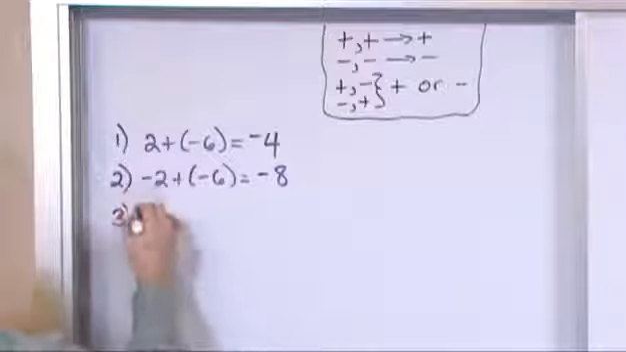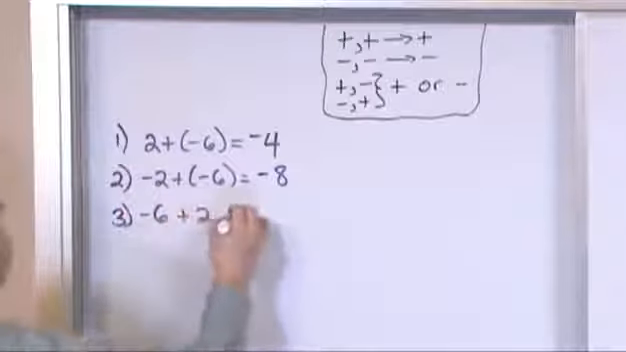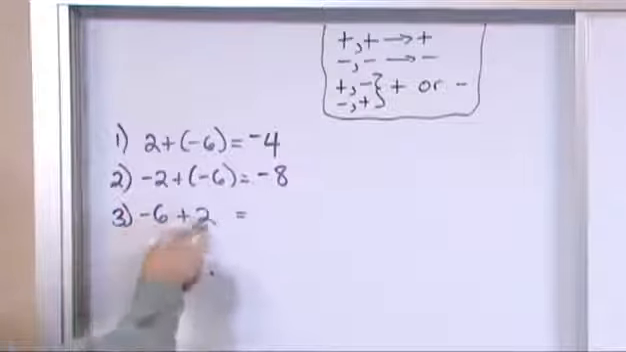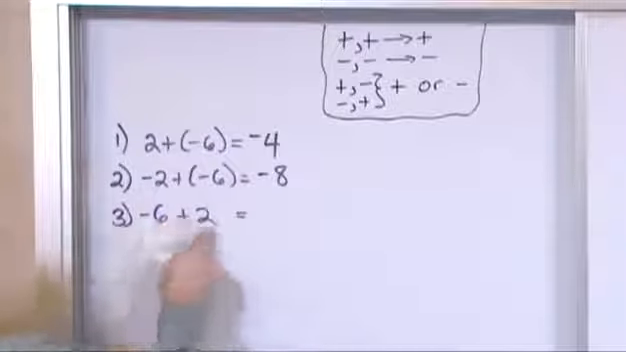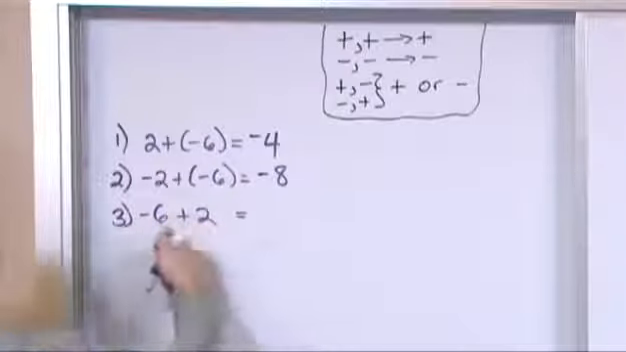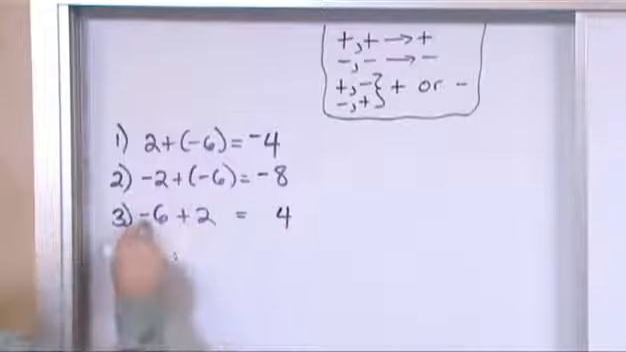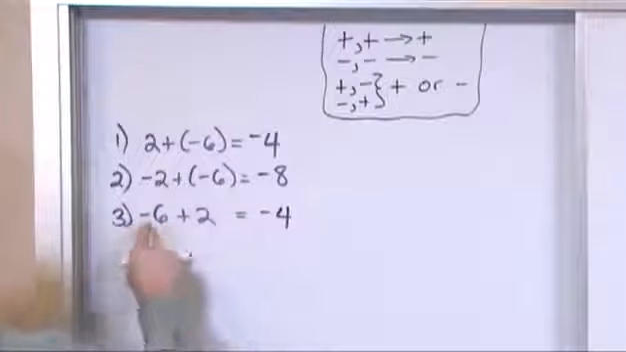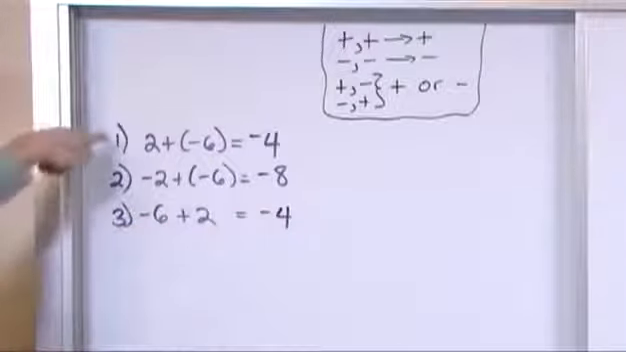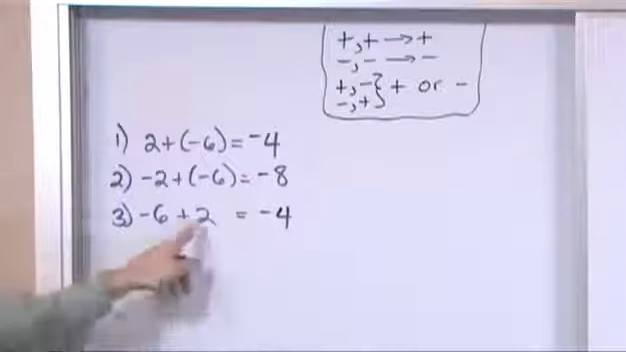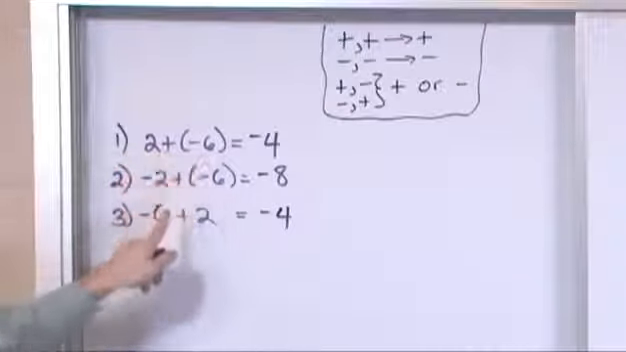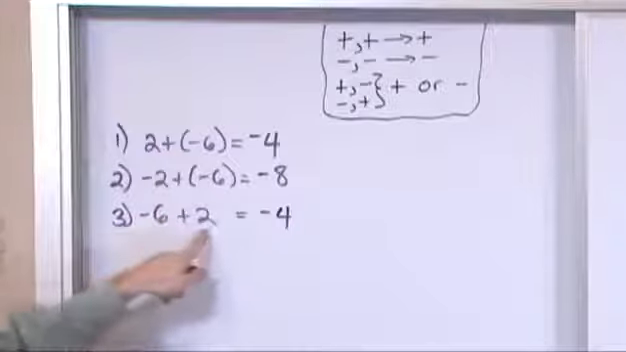Number 3. Negative 6 plus 2. Again, here it's negative plus positive. So they're different signs. When they're different, I subtract them. 6 minus 2 is 4, and the bigger number, absolute value-wise, is where my sign comes from. Notice that number 1 and number 3 give me exactly the same answer. 2 plus negative 6 is exactly the same thing as negative 6 plus 2.